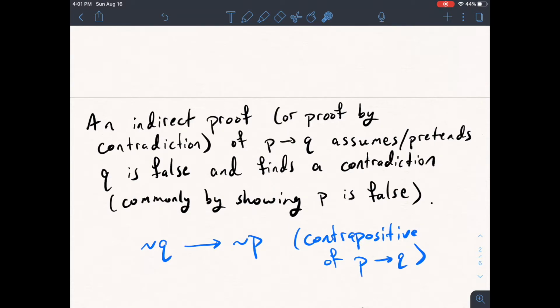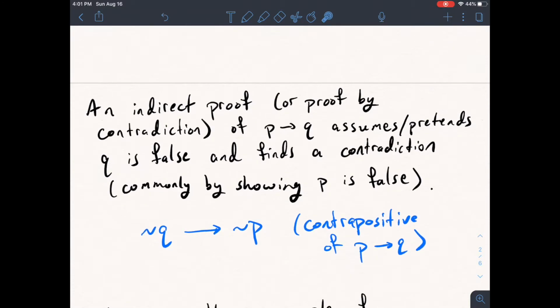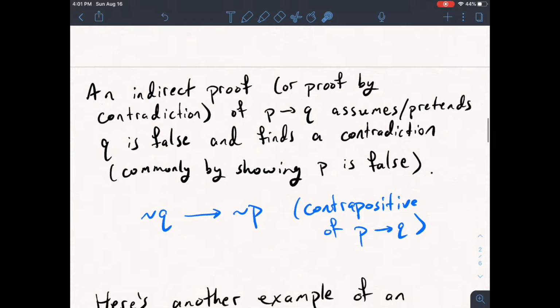But anyway, sometimes indirect proofs, proofs by contradiction, and proofs of the contrapositive all get conflated. It doesn't really matter. Just know that these are all techniques that you could use to prove things. Don't get hung up on what is an indirect proof and what is a direct proof. It doesn't really matter. Just know that these are all different things that you can do.